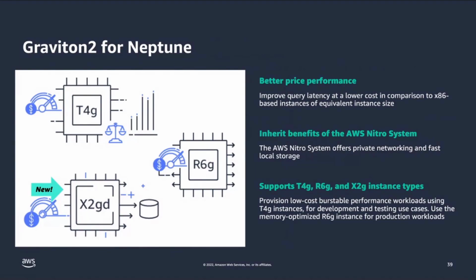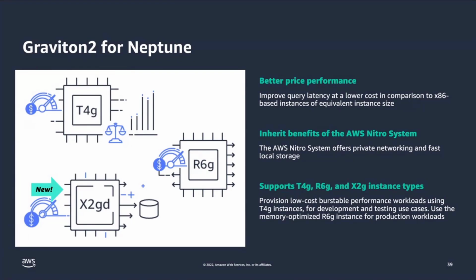Beyond just new features and optimizations for operations, we actually have several new features related to cost optimization for users of our system. First being our support for Graviton 2. Graviton 2 in our testing has shown to improve query latency and lower the cost compared to some x86 instance sizes. So not only do you get faster queries, you get to pay less for them. That's always a real benefit to customers. There are a lot of reasons behind this, but part of it is that we inherit some of the benefits of the AWS Nitro system for private networking and fast local storage.